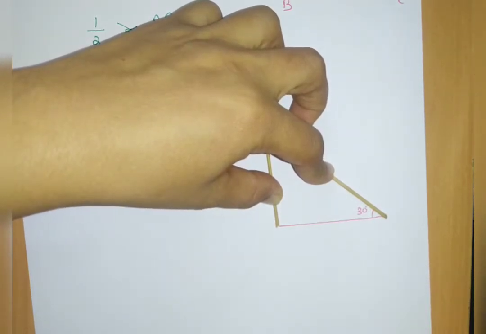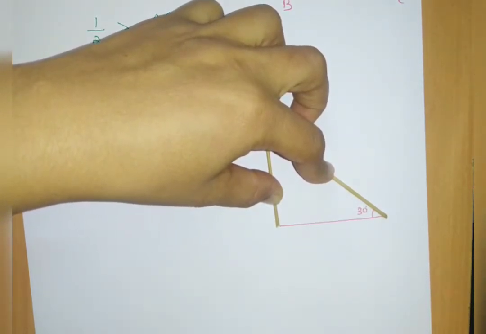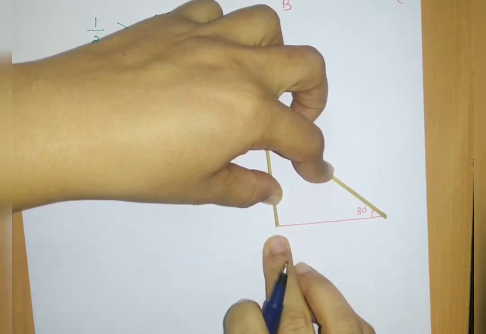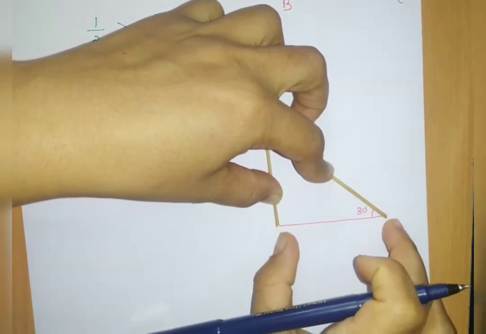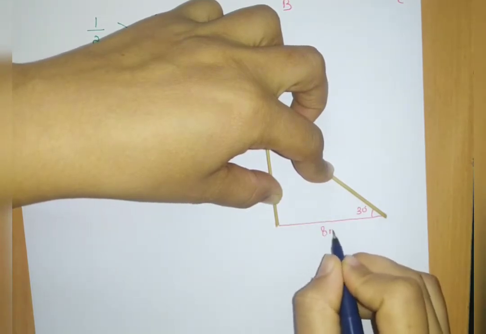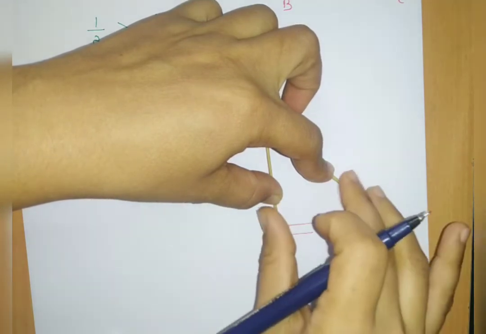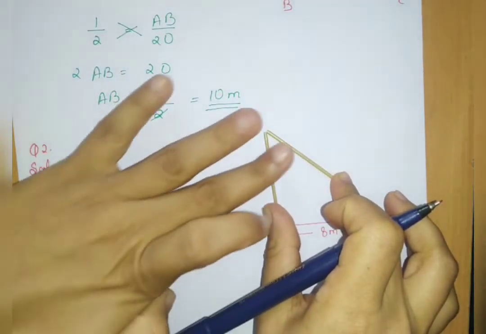Then what are they saying? The distance between the foot of the tree, now see, this is the foot of the tree, right? And the part that touches the ground, how much is it? 8 meter they have given. So this is 8 meter we have. Am I clear? So we have to find out the height of the tree.